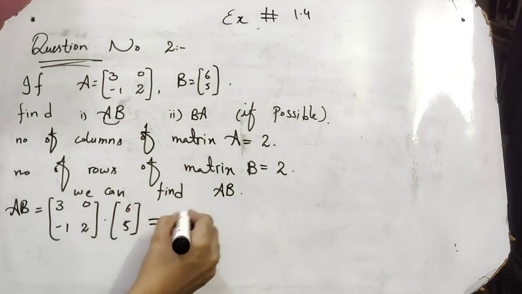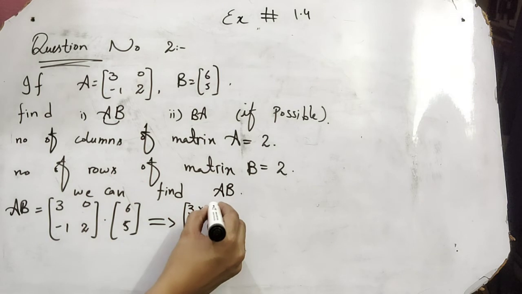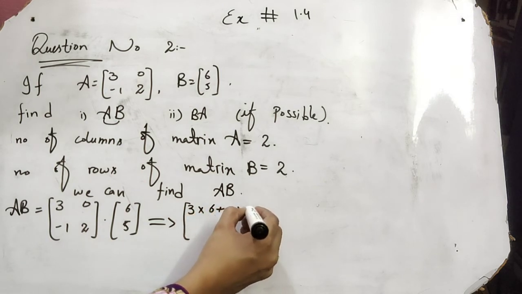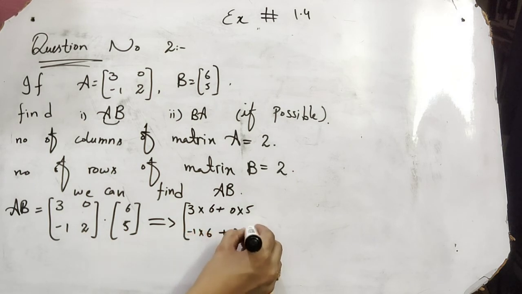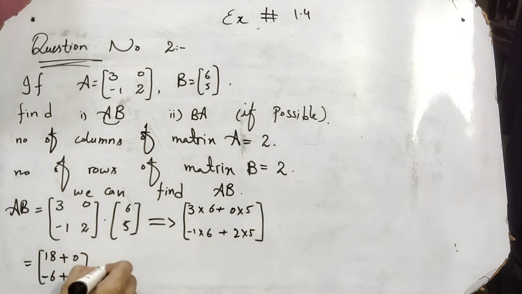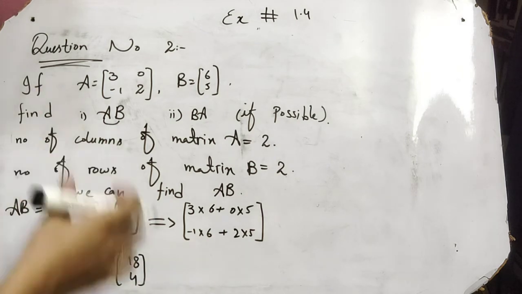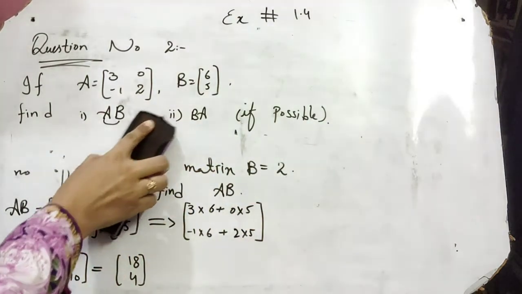So it will be equal to 3 multiplied by 6 plus 0 multiplied by 5, minus 1 multiplied by 6 plus 2 multiplied by 5. It will be equal to 3 6s are 18 plus 0, and minus 6 plus 10, which is equal to 18 and 4. So it is the product of AB. Now we find the second part, BA.